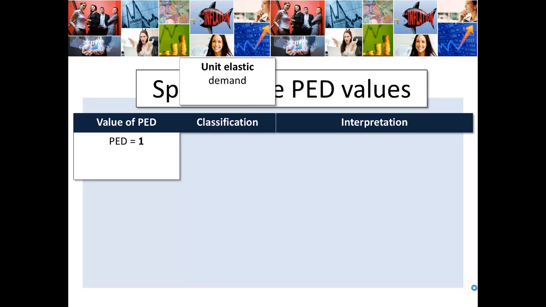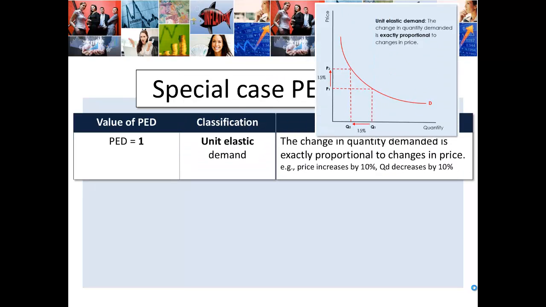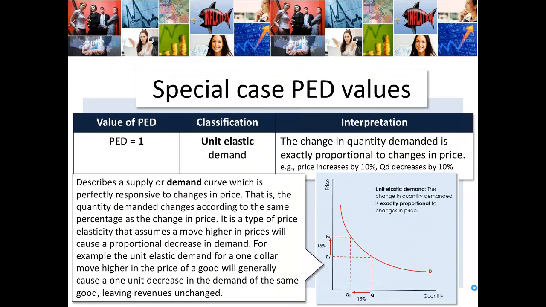The first of these being where price elasticity of demand equals 1, we call this unit elastic demand. Now here the change in quantity demand is exactly proportional to changes in price. So if prices increase by 10%, quantity demand will decrease by 10%, exactly the same. If prices decrease by 15%, quantity demanded would increase by 15%. It's exactly proportional, and we have the smooth curved shaped demand curve.